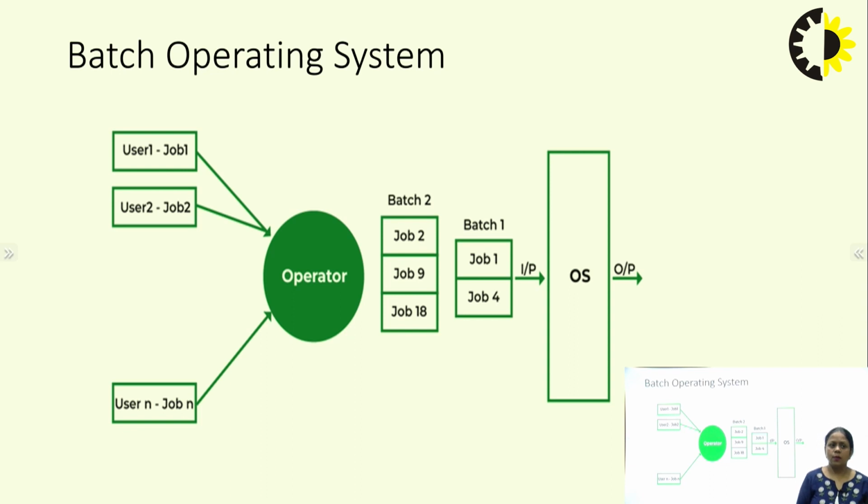Now, this operator will send the first batch to the operating system and CPU, and these jobs of batch 1 will be executed on the computer system. When it completes, then another batch will be submitted to the operating system. The name of this process is batch operating system because of the division of similar jobs. This system was used in the old ages. Now these systems are not used at this time.